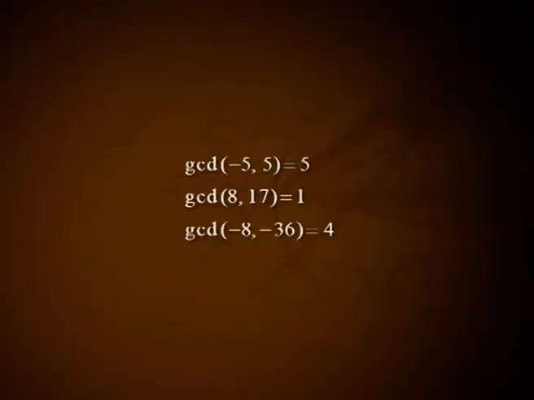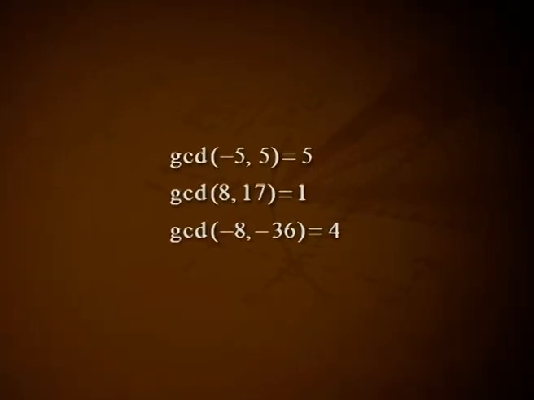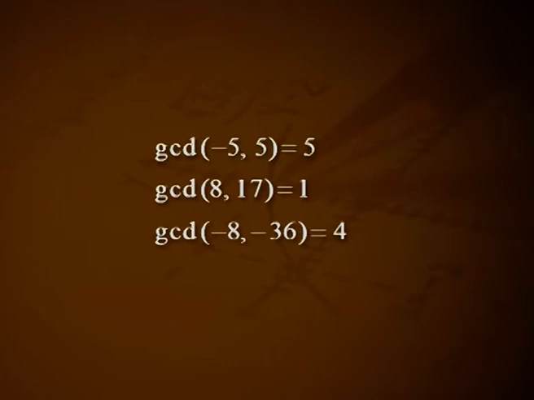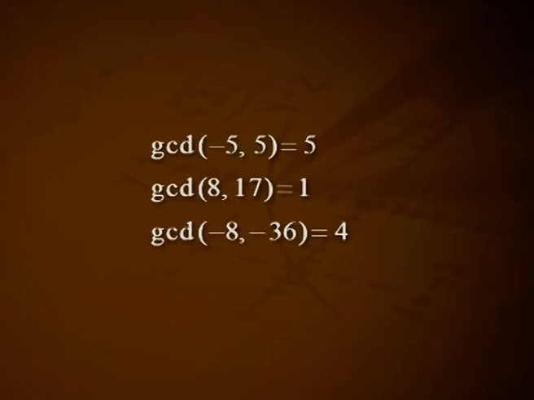Example 1. The positive divisors of -12 are 1, 2, 3, 4, 6, 12, whereas those of 30 are 1, 2, 3, 5, 6, 10, 15, 30. Hence, the positive common divisors of -12 and 30 are 1, 2, 3, 6. Because 6 is the largest of these integers, it follows that gcd(-12, 30) = 6. In the same way, we can show that gcd(-5, 5) = 5, gcd(8, 17) = 1, gcd(-8, -36) = 4.